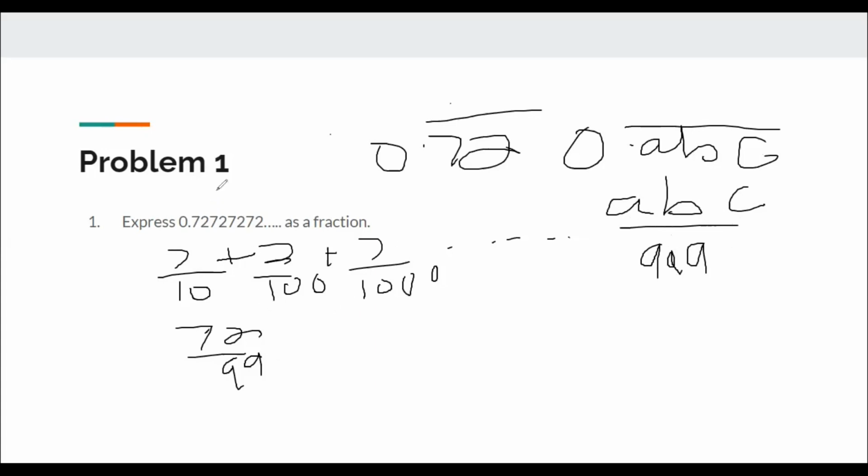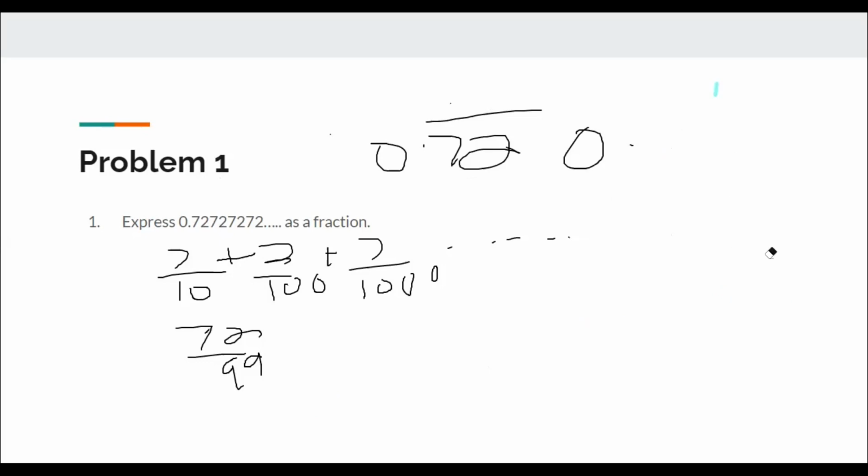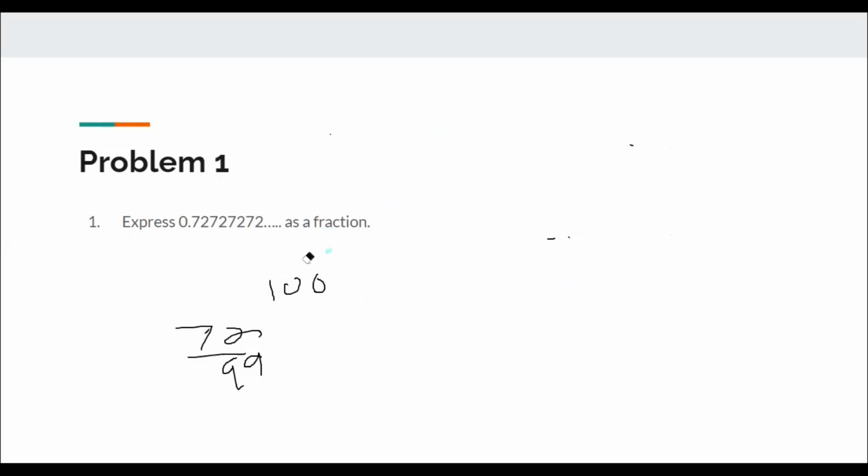But notice this technique only works if all the digits are being repeated. It can be like 0.123, where only the 2, 3 is getting repeated. So it's just 72 over 99, which is just 8 over 11. Again, you can use the infinite sum technique to solve this as well, but this is pretty fast.